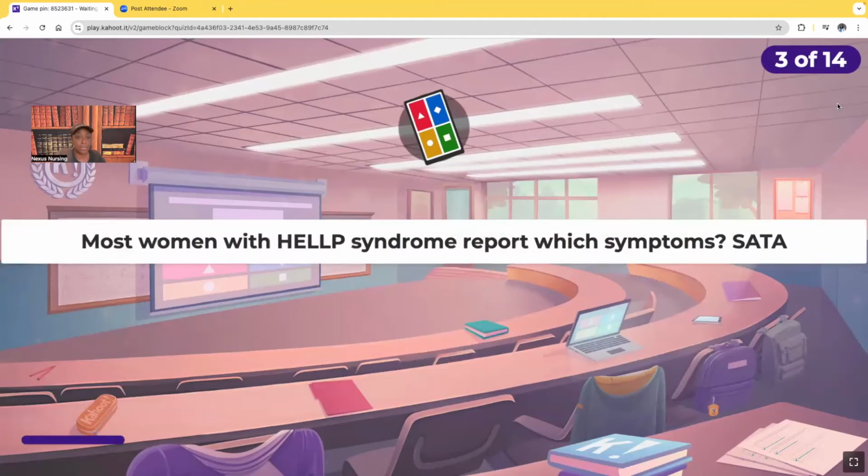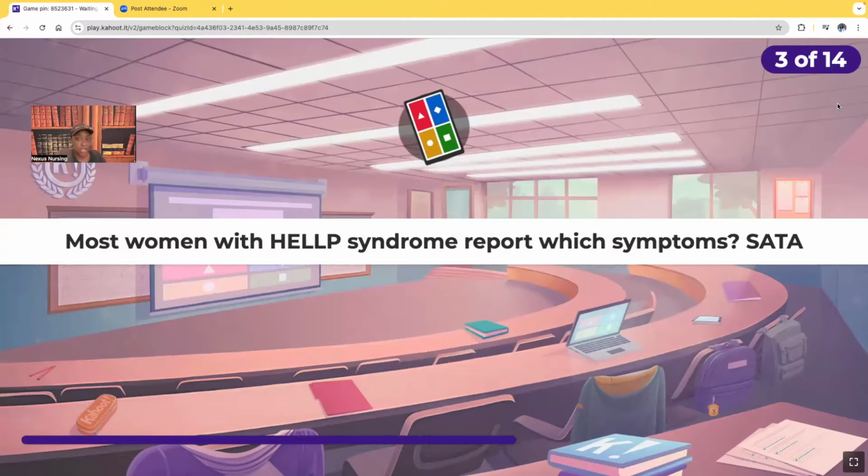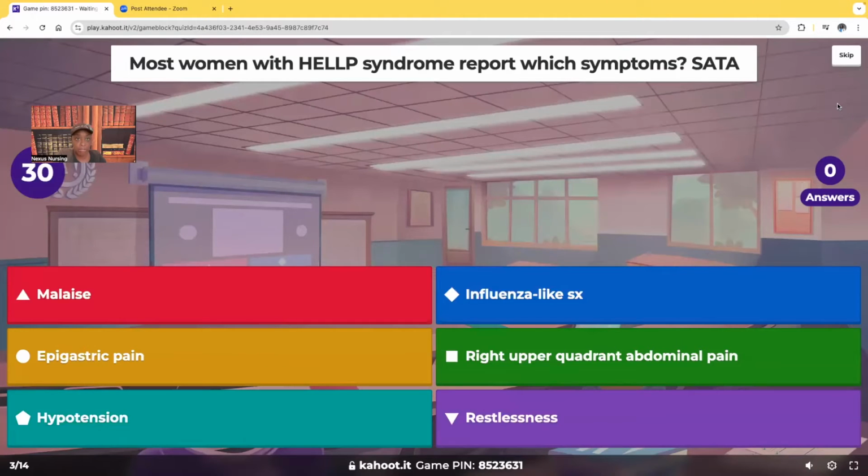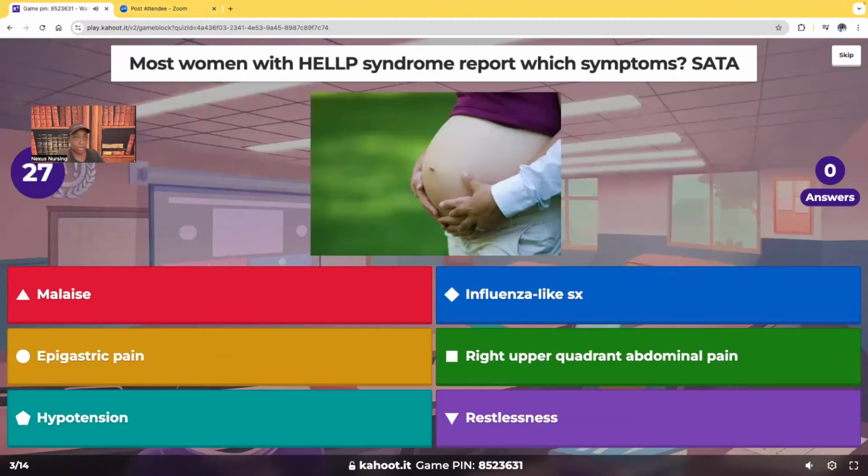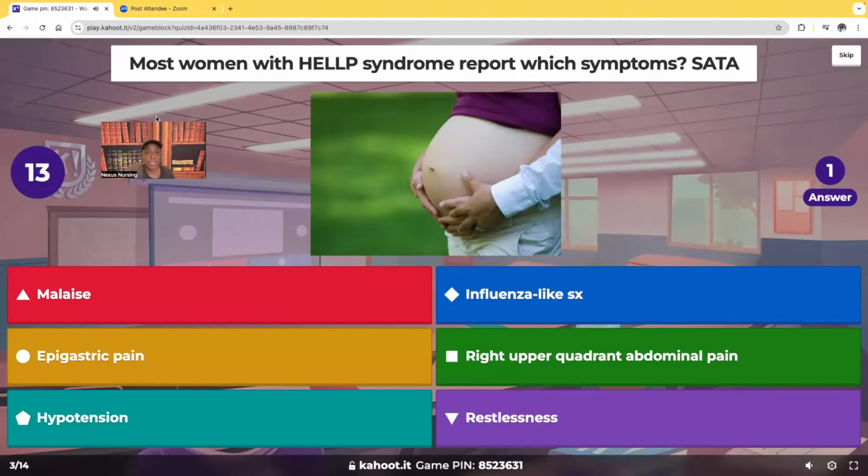Select all that apply. Most women with HELP syndrome report which symptoms? Here are your options. Let me go ahead and move this. Malaise, flu-like symptoms, epigastric pain, right upper quadrant abdominal pain, hypotension, restlessness. What are the signs and symptoms we would not expect to see, but women with HELP syndrome report?